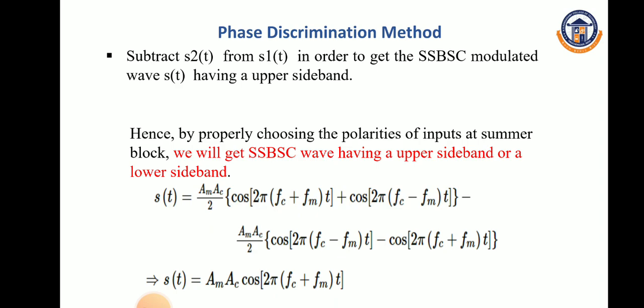So S of t is equal to Am Ac divided by 2 cos 2π (fc plus fm) t plus cos 2π (fc minus fm) t, minus Am Ac divided by 2 cos 2π (fc minus fm) t minus cos 2π (fc plus fm) t. So the final equation is S of t is equal to Am Ac cos 2π (fc plus fm) t.